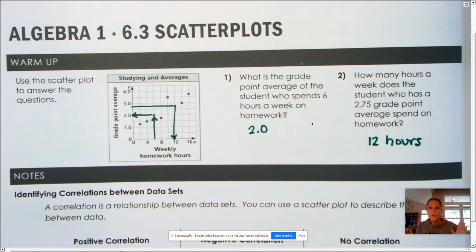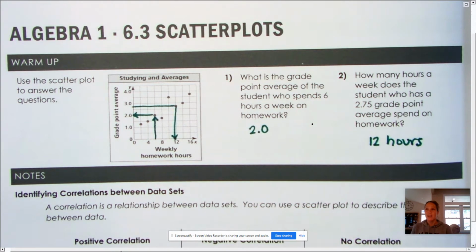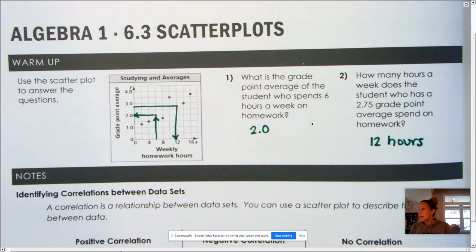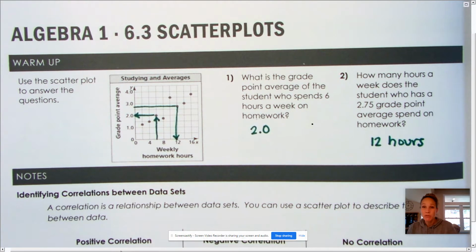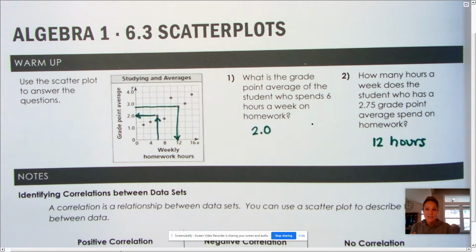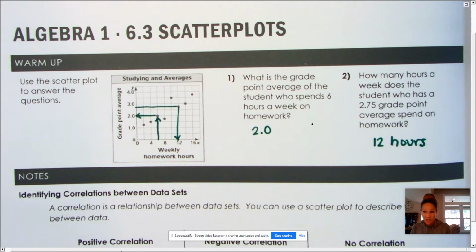Okay, so when we're looking at scatterplots, they are real-life data where we have some sort of input and output, or two different variables, and we want to see if they are related or not. It doesn't necessarily mean that one causes the other, but we want to see if there is some sort of relationship, if there is a correlation between these two different variables.